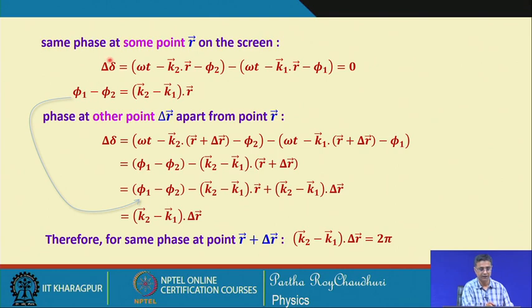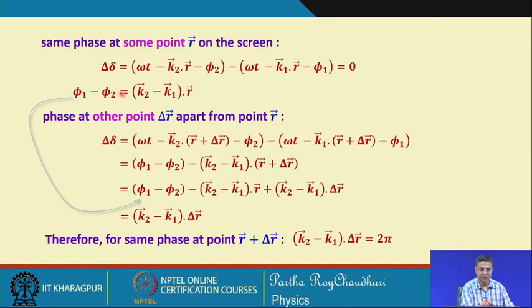So, the phase difference between the points where the phase difference is 0, then we can write this equation equal to this. So, it is the same phase at some point r on the screen, and then we will consider some other point on the screen which is delta r apart, but again it will have the same phase, but this is the minimum distance. So, this distance will correspond to one fringe width, that is the concept.